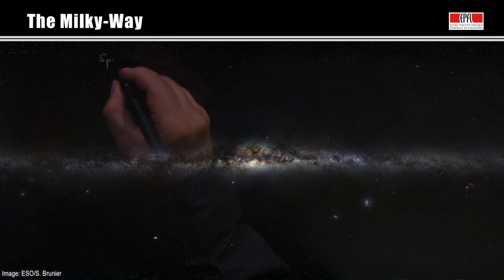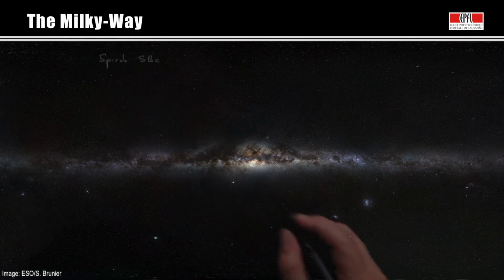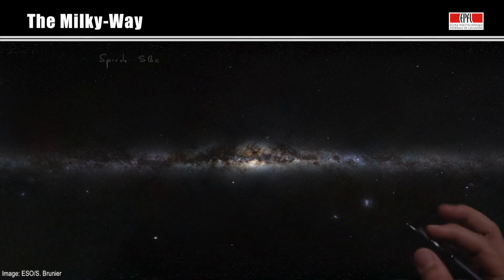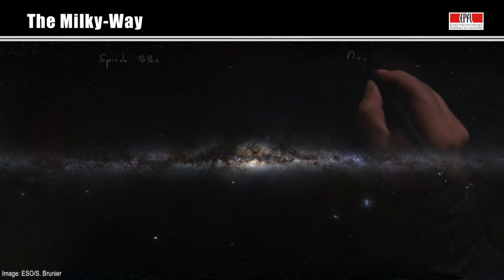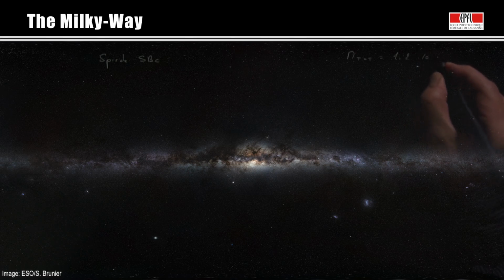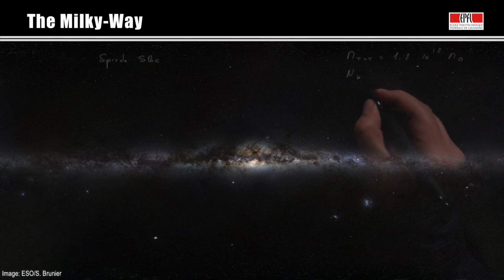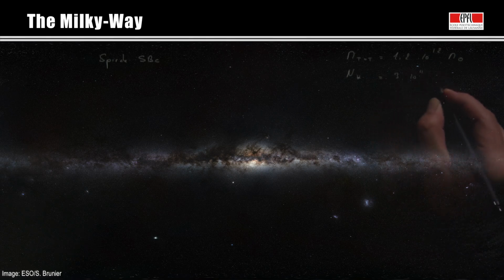We are in a barred spiral galaxy, SBc, that we can only see edge-on, as we are inside. The total mass of the Milky Way, so the mass of stars, gas, dust, and dark matter, is equal to 1.2 times 10^12 solar masses. The number of stars in the Milky Way is roughly 1 times 10^11.